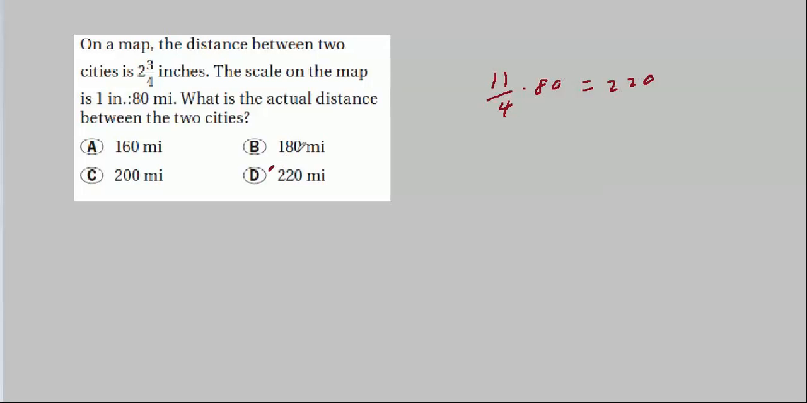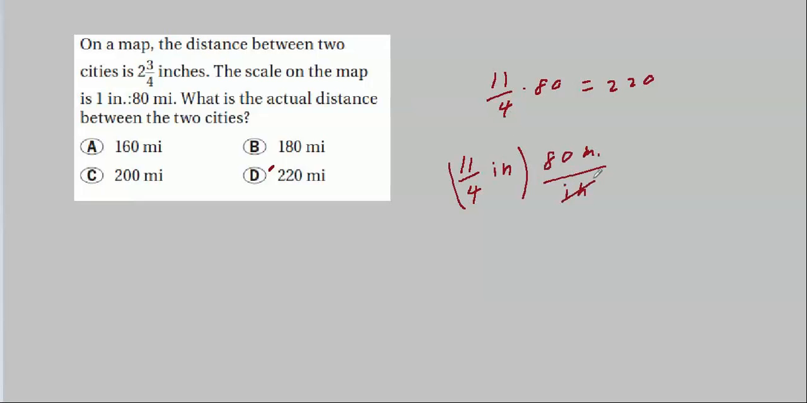If you want to keep dimensions into it, it's very similar to going back and forth between feet and inches or feet and yards. It's as if we have a whole new type of conversion where 1 inch equals 80 miles. So if we put units into this here, what we should write is 11 over 4 inches, times 80 miles per inch.